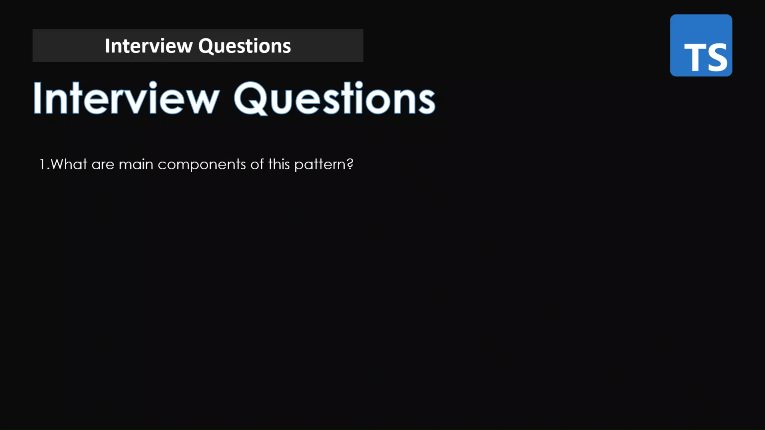So the third one is the originator that manages all those states. These are the three components of this state pattern. Alright.